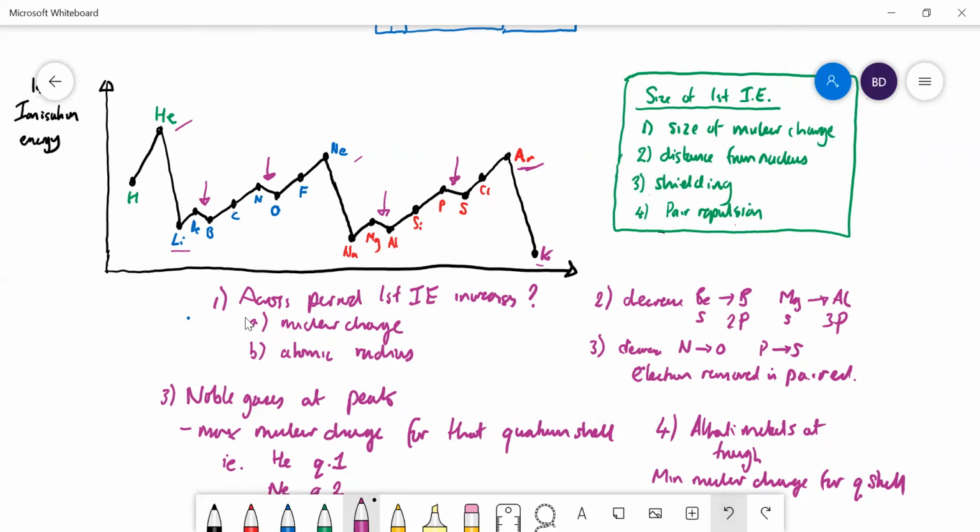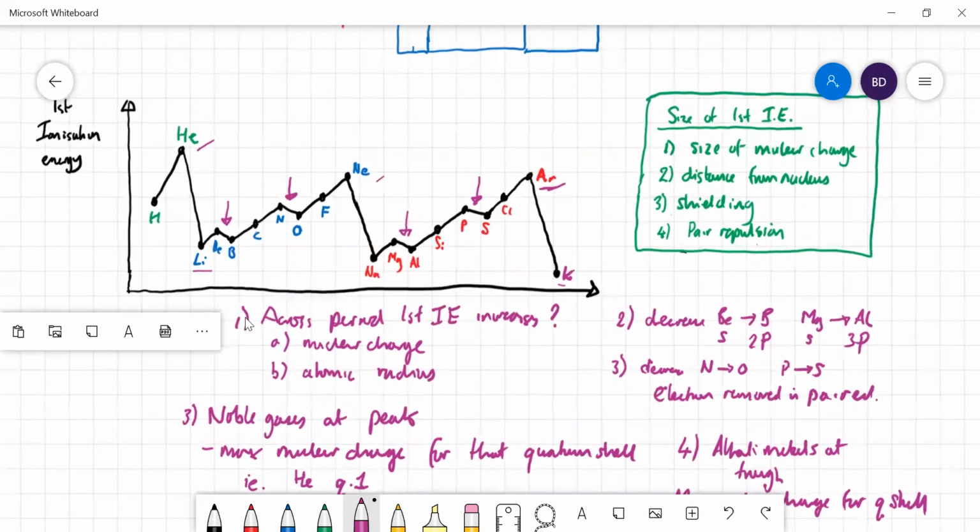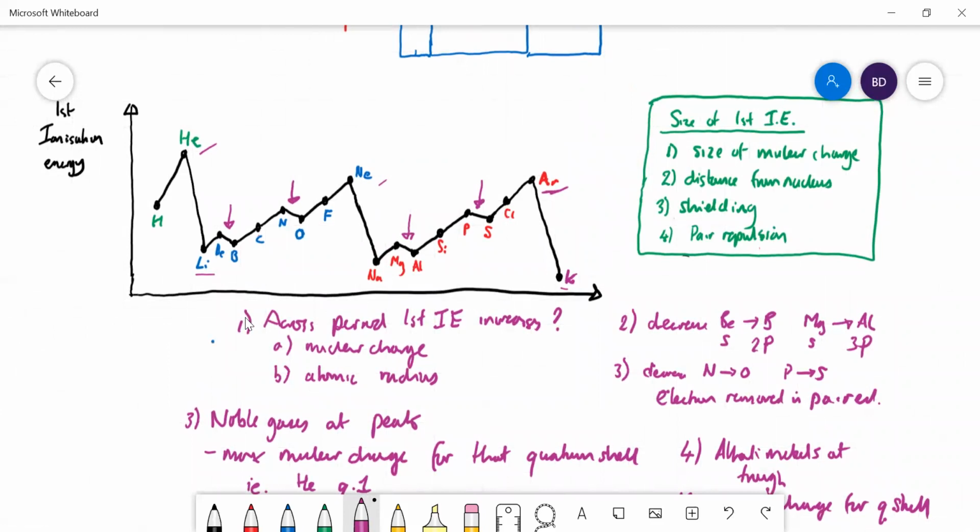Hopefully you should have all of that fairly well in your head now. And don't forget this repeating pattern you get for periods 2 and 3 with the two little drops. You should be able to explain those.